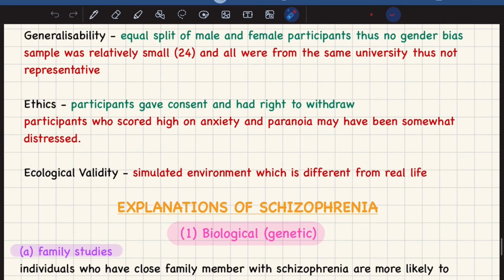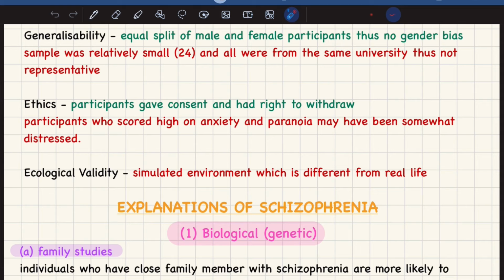Lastly is ecological validity. A computer-generated environment was used, a simulated environment, and that is different from real life, meaning the participants were put in a library scene which isn't even based off real life. It was simulated. So participants may have acted a different way if they were in real life. Therefore, this is also a weakness of the study and may have impacted the results.